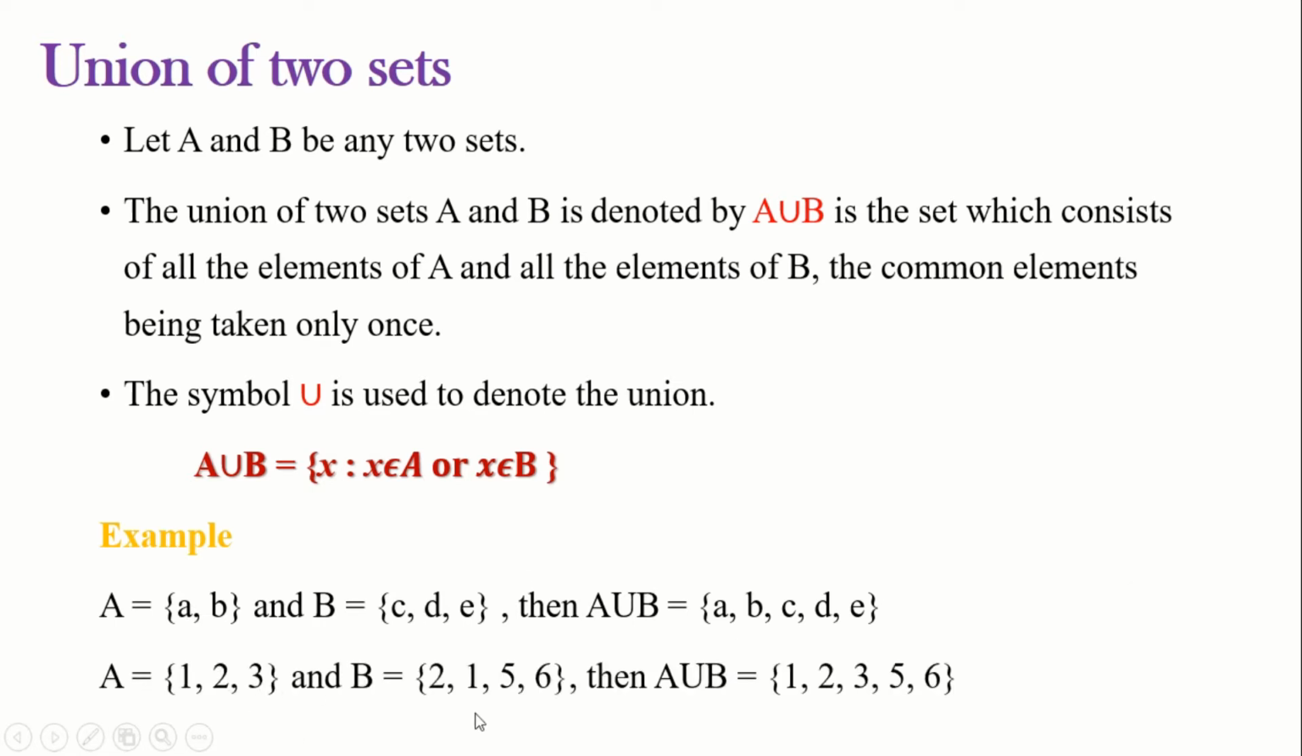See in this example, for the two sets A and B, the elements 1 and 2 are common to both the sets A and B. So in writing A ∪ B, the elements 1 and 2 we have to write only once. And the remaining elements of A and B, that is 3, 5, 6, are listed in A ∪ B.